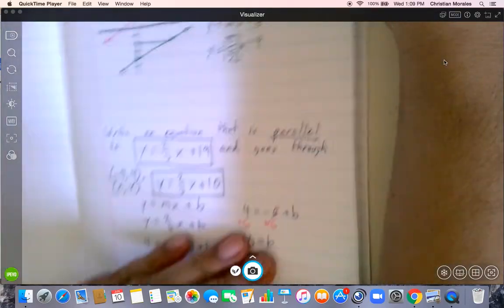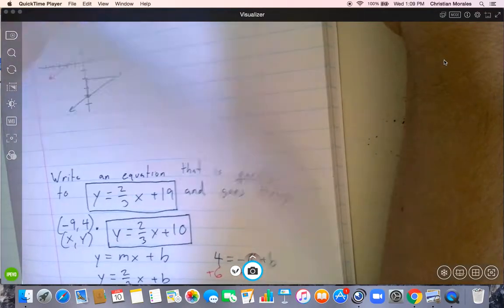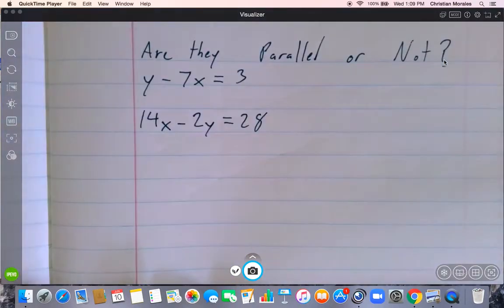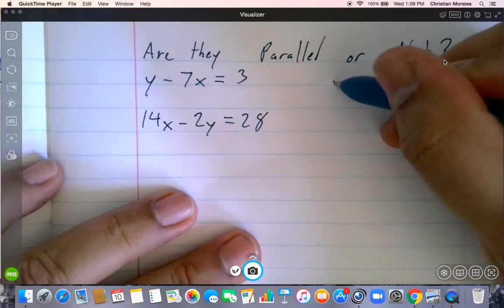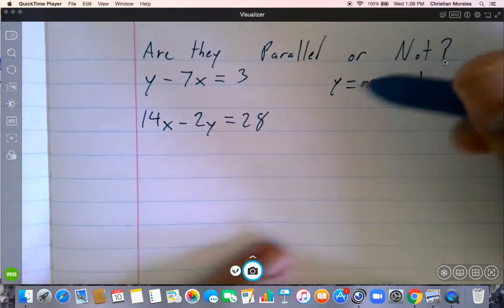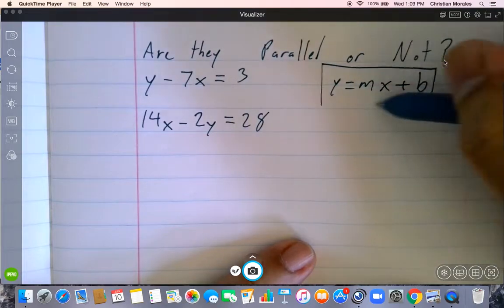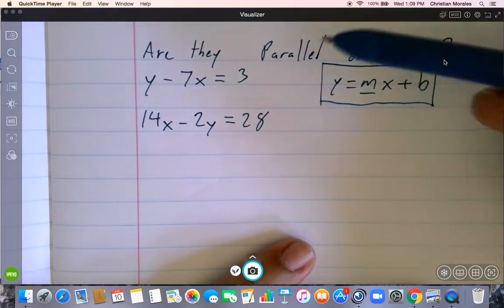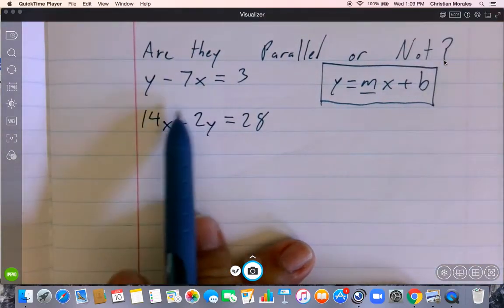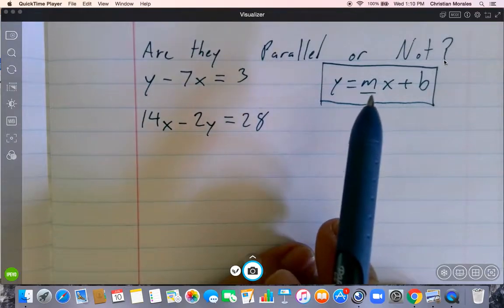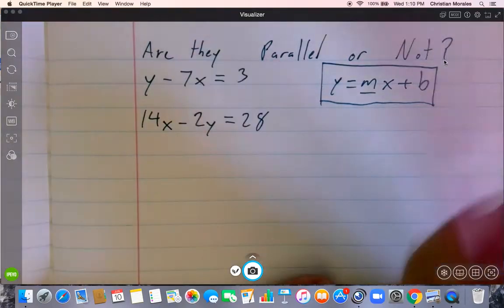Now, how can you tell if two lines that they give you are parallel? So sometimes they won't give you the format. They won't give you the slope-intercept. They won't give you mx plus b. But guys, you need this. You need this to identify what the slope is. So what we have to do here in this case is we actually have to rewrite both of these equations to look like that. So let's start with the first one.